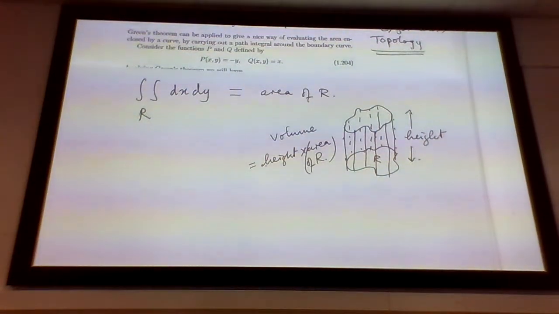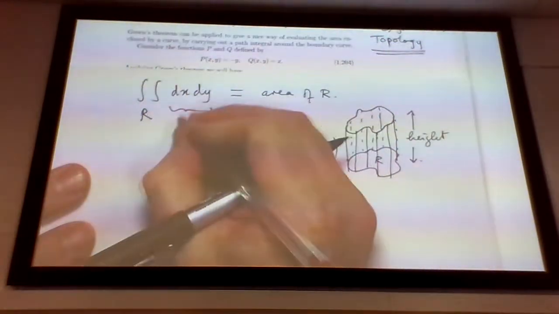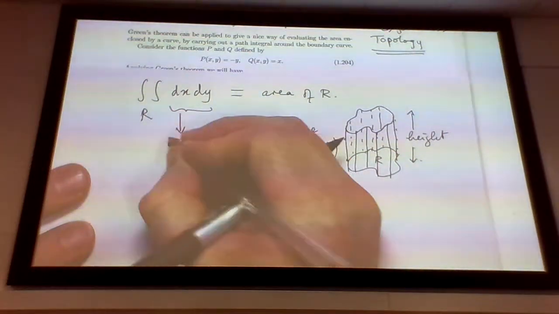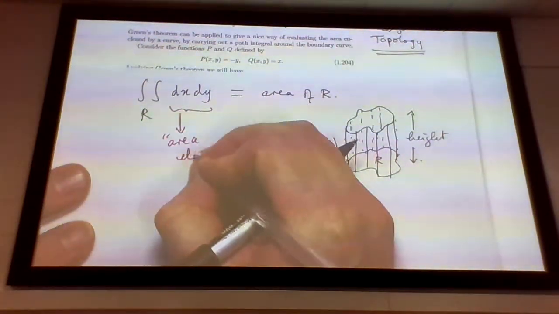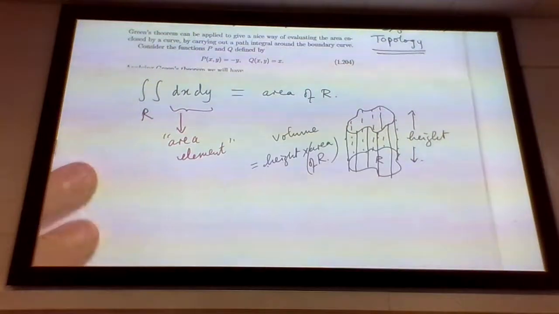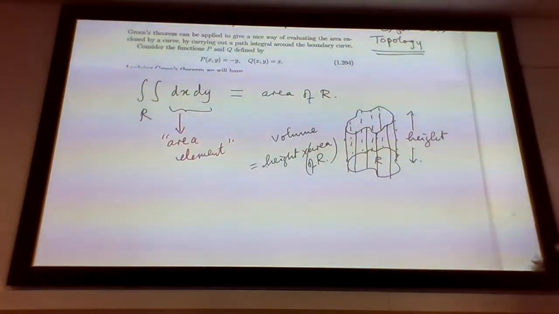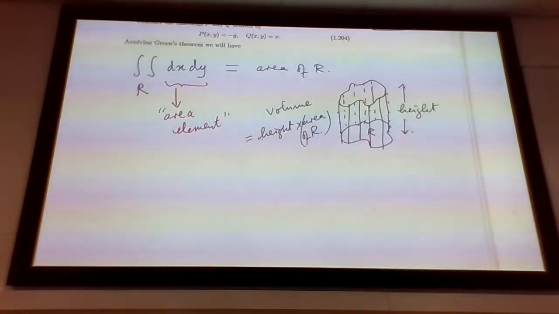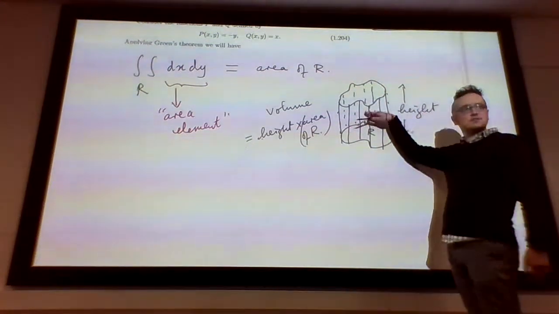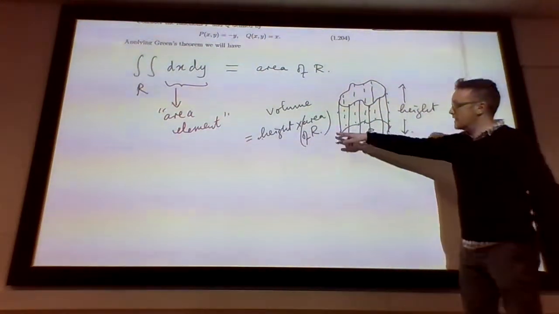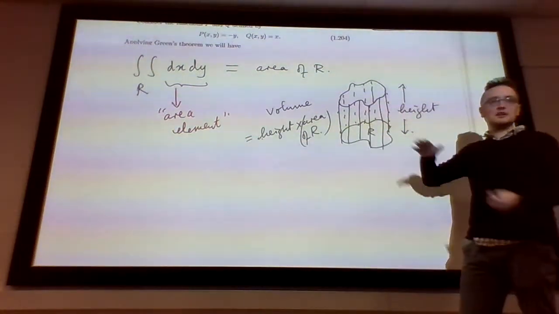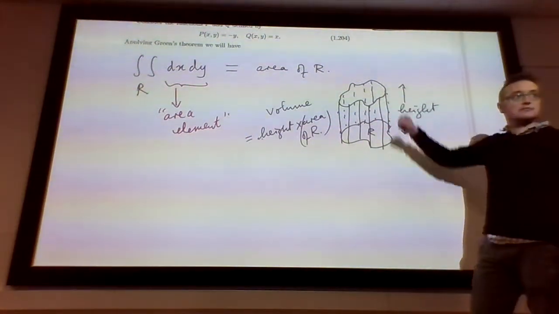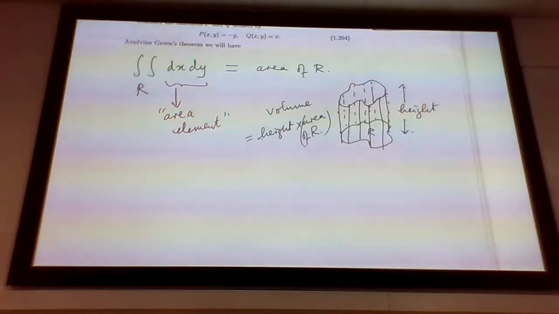That's why, remember, we refer to this dx dy as the area element. Sometimes when you integrate the area element over a region, you accumulate the area of that region. What's the volume? The volume of this portion of space is the area of the cross-section, the area of R, multiplied by whatever height it is. Yeah, general principle.